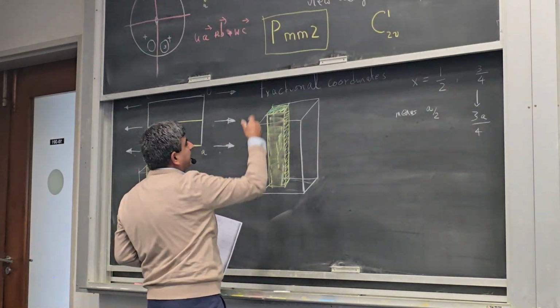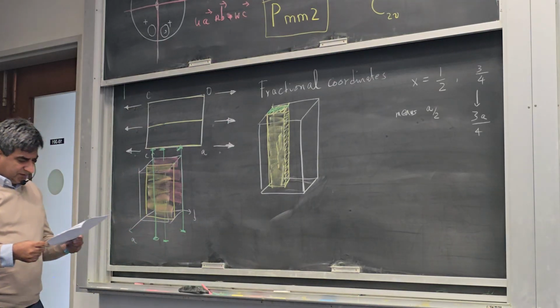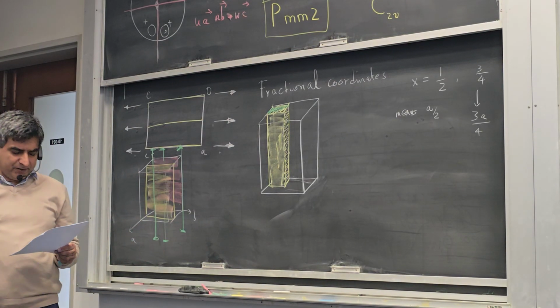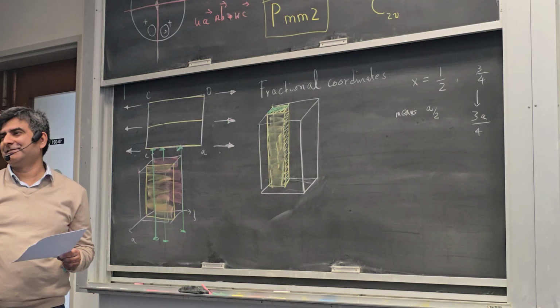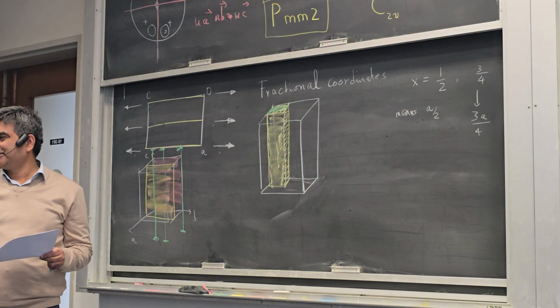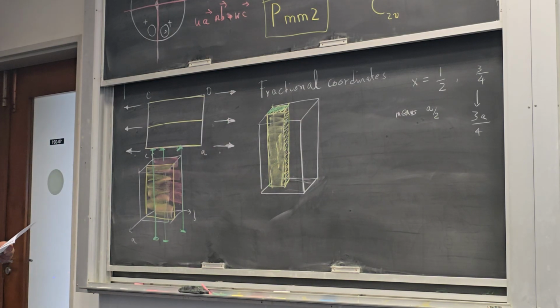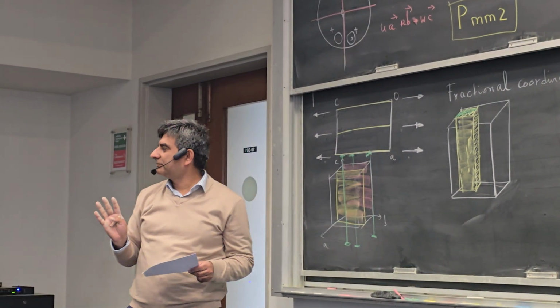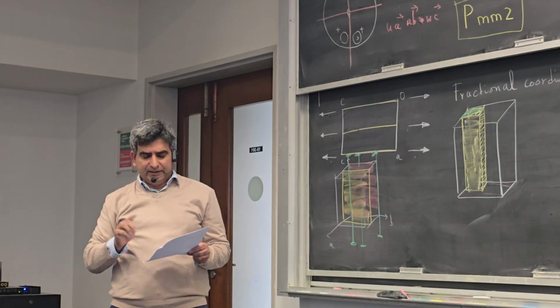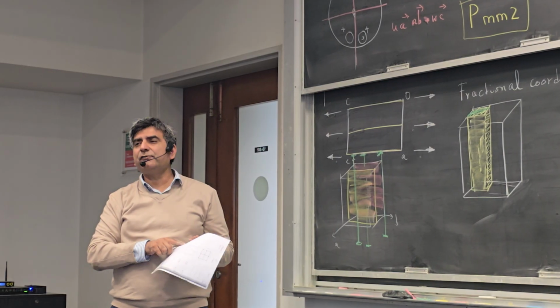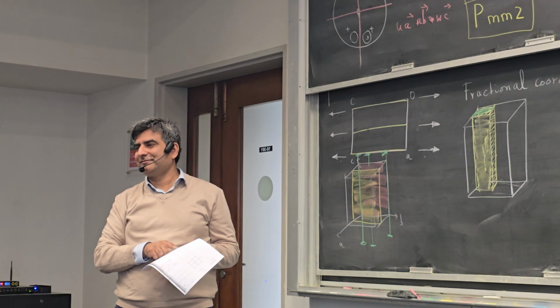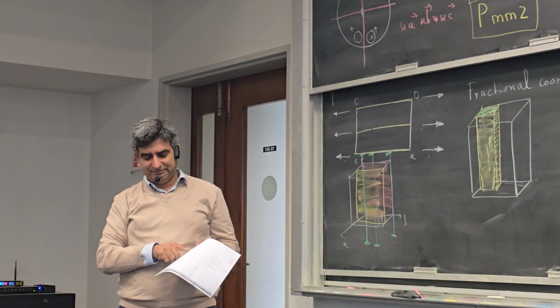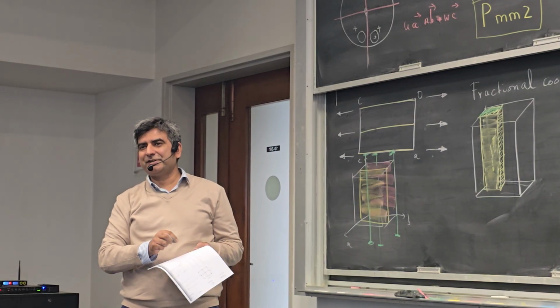Now comes the next entry, which is symmetry operations. What symmetry operations exist in this PMM2 space group? The first symmetry operation is one, trivial, nothing. The second symmetry operation is a two-fold axis of rotation. Where is that? Along 0, 0, Z.